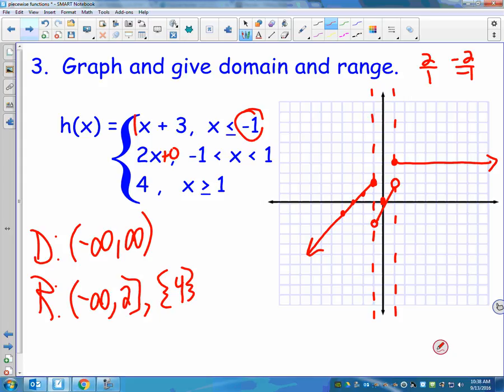Questions about that? Piecewise, because they're in pieces and you've got to be wise to do it.